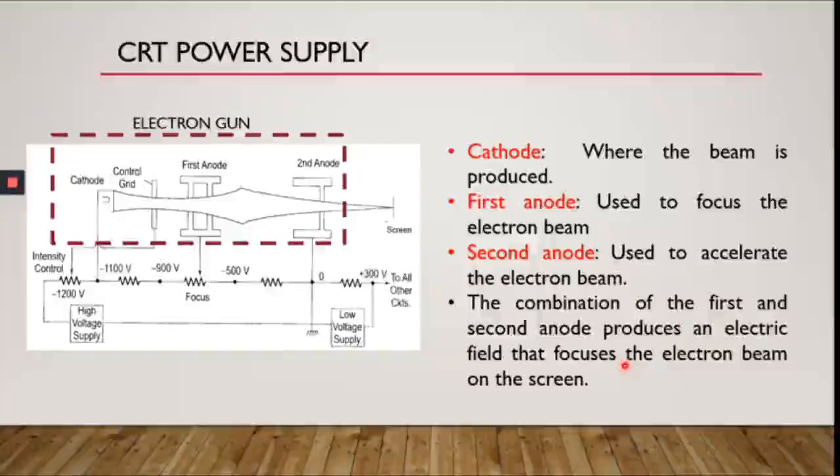So the combination of the first and second anode produces an electric field that focuses the electron beam on the screen. So you see here that the negative high voltage supply is used for the electron gun. We have negative 1200 in this example. So the voltage will become more positive. Once it reaches the second anode, the voltage is going to be around 0, or similar to ground voltage. And then the positive low voltage from 0 to 300 or 400 is going to be used to power all the other circuits in the oscilloscope. Okay, so the negative part is only for the electron gun.